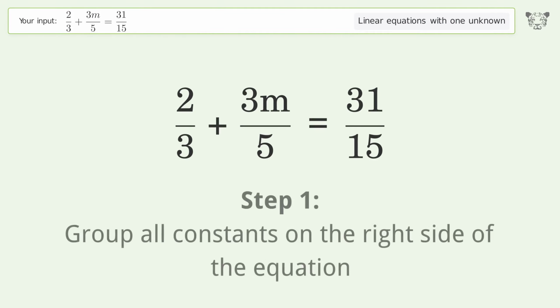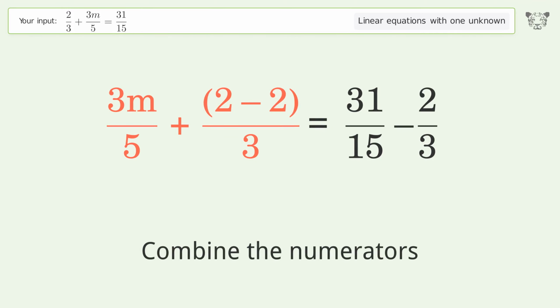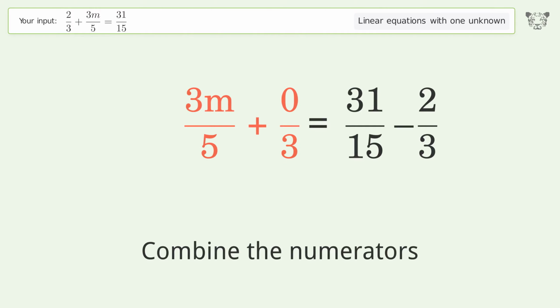Group all constants on the right side of the equation. Subtract 2/3 from both sides. Group like terms. Combine the fractions. Combine the numerators. Reduce the zero numerator.